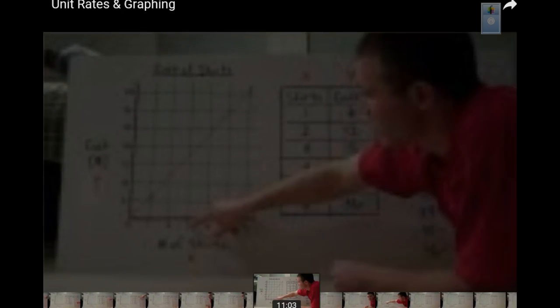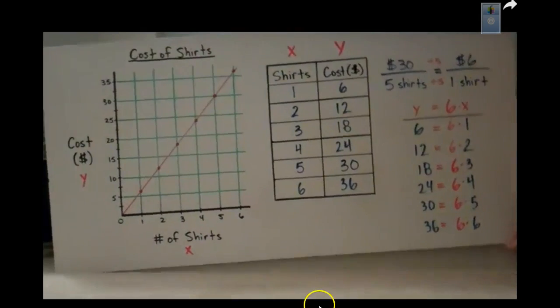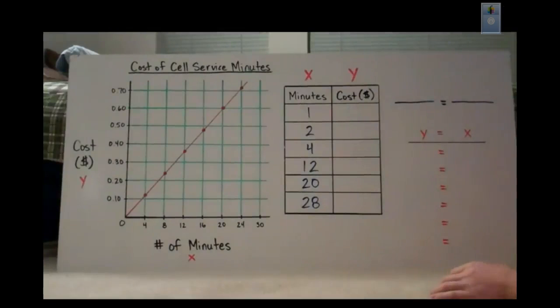So we are going to be doing this, finding missing ones, where sometimes you're going to know X, the shirts. Other times you're going to know Y, the cost. This is the top of the next page that you're going to be doing on your own. Alright, write all this down. Title your graph.